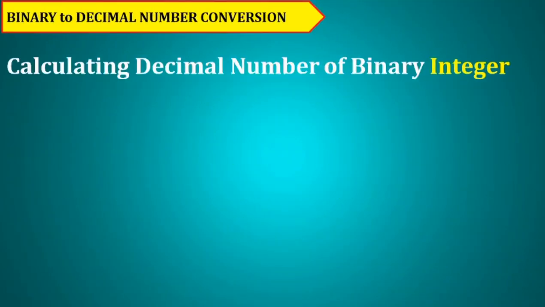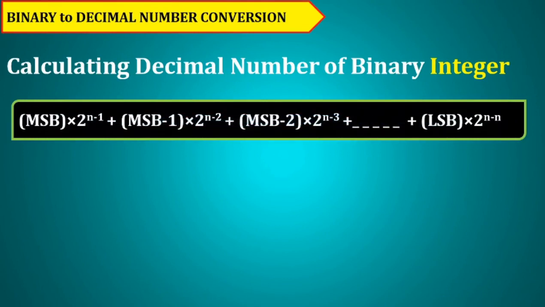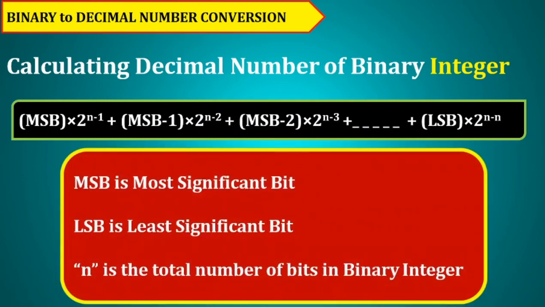Okay, let's calculate a decimal number for a binary integer. This is a generalized formula for calculating the decimal number of any given binary number. In this formula, MSB is the most significant bit, LSB is the least significant bit, and N is the total number of bits present in the binary integer.